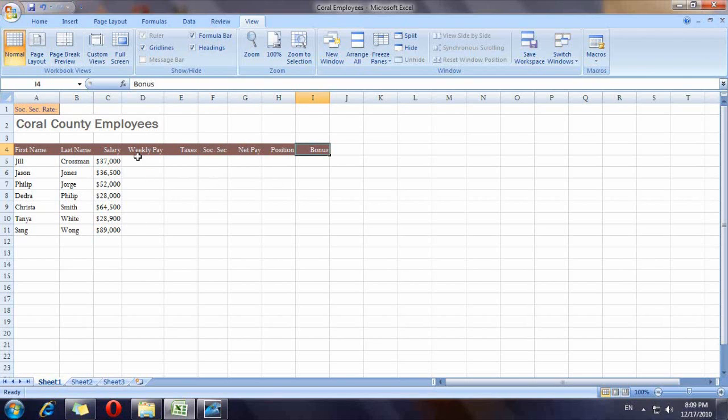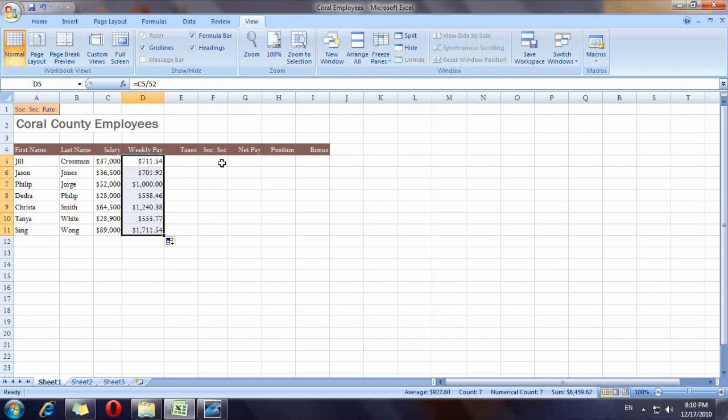So first I'm going to find a weekly pay, and to do that I have to divide the salary by 52, which is the number of weeks in a year. Then enter, and then I'm going to fill it down to save time.